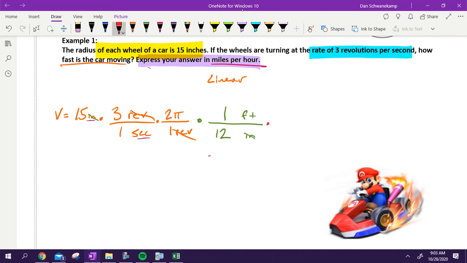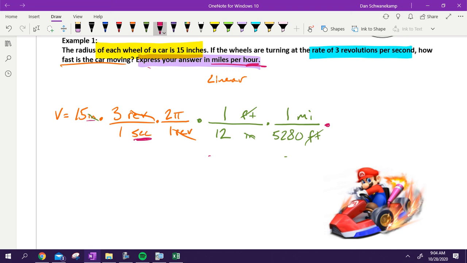1 mile is the same as how many feet? You don't have that memorized? 5,280. I don't expect you to memorize that. If I wanted you to do it, I'd tell you 5,280. So now we're not in feet anymore. We are in miles. The other conversion I need to do is I'm in seconds and I want to be in hours, because miles per hour is just easier to understand.